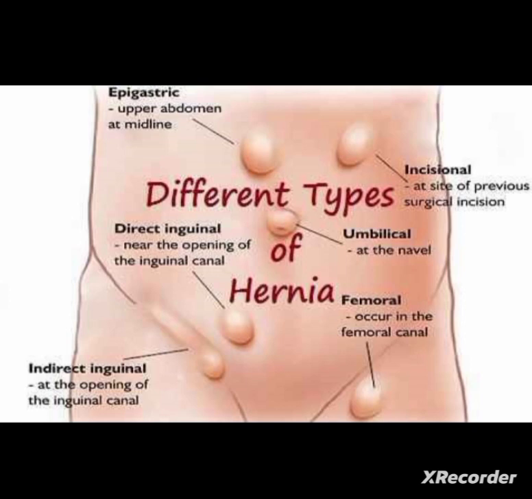Next one, femoral hernia. Femoral hernia occurs when there is protrusion through the femoral ring into the femoral canal. It occurs below the inguinal ligament as a bulge. And this femoral hernia also strangulates easily, and it occurs in women.